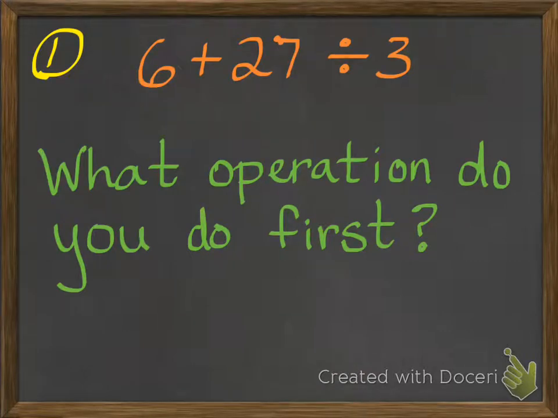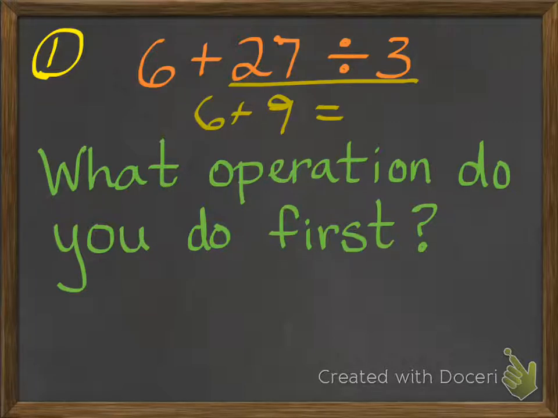So we've got 6 plus 27 divided by 3. What operation do you do first? You divide. Okay, so that would be step number 2 because there are no parentheses here, so you just go ahead to the next step. So you would have 6 plus 27 divided by 3. 27 divided by 3 is 9. And then you have 6 plus 9 left.